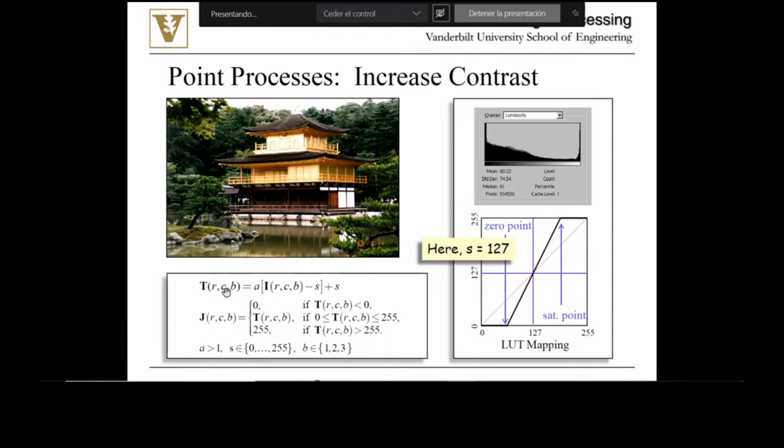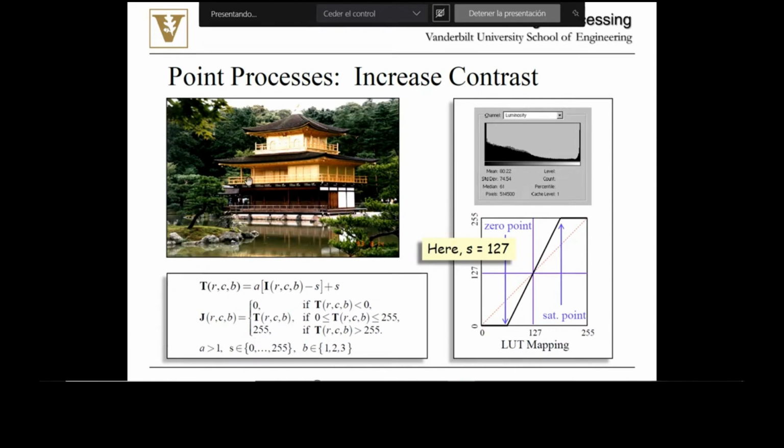So if this is my transformation, if my transformation of a particular pixel at a particular row and column is smaller than 0, then I saturate to 0. If it is larger than 255, I saturate at 255. And if I'm not overflowing my range, then I simply keep this transform value.